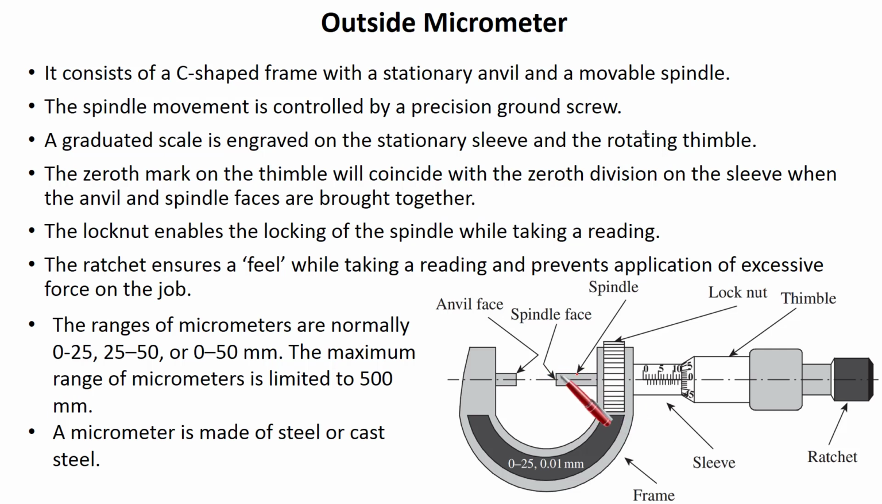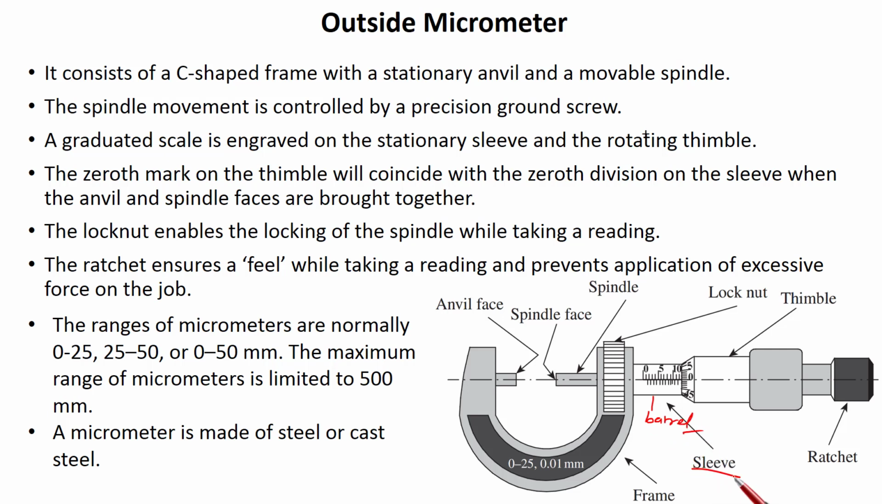Now this spindle is moved with the help of a screw, a precision ground screw, right? It means the screw has very high precision, so how much it will move forward is very precise. There will be one barrel. This is known as the barrel.